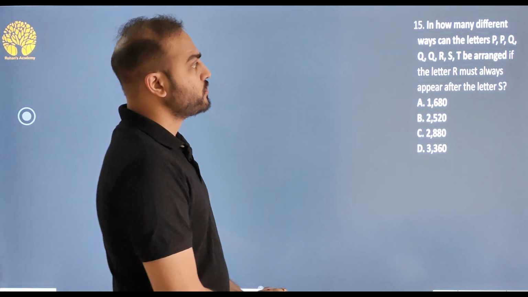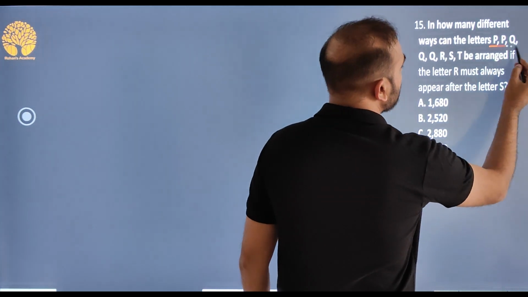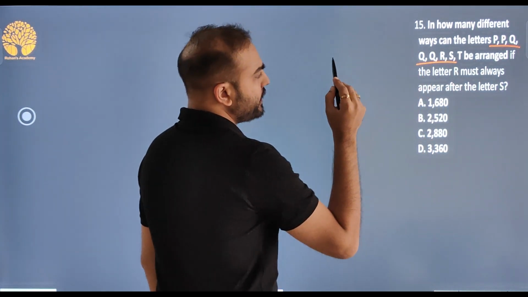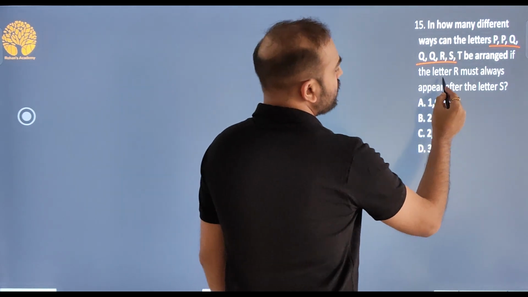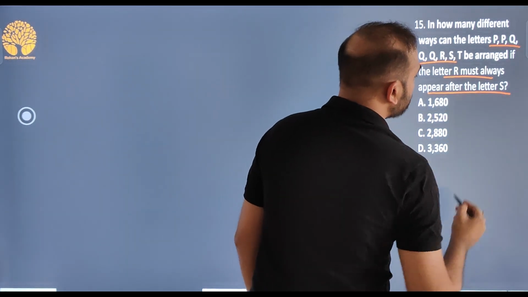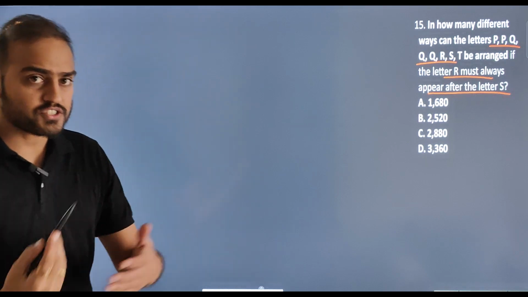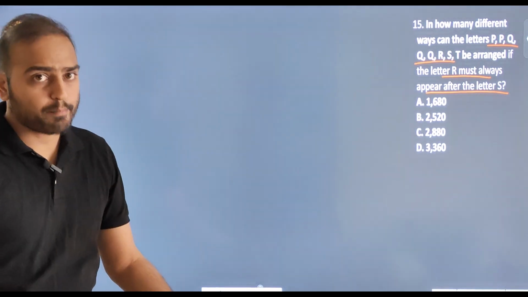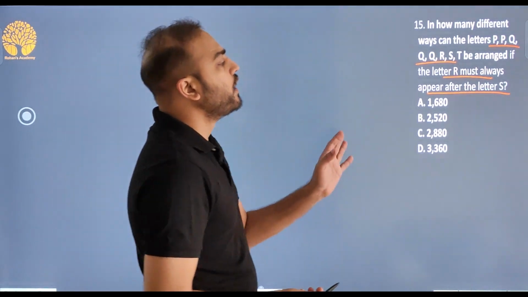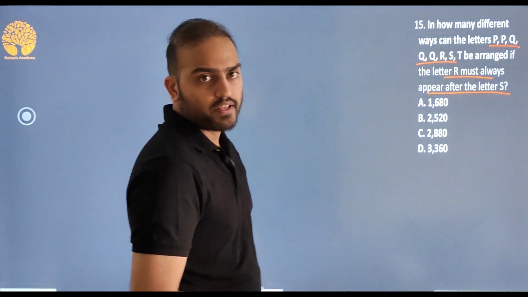Alright guys, moving to the next question. We have again 7 letters. The letter R must always appear after the letter S. So we have a constraint here. Redundancy is happening clearly. We want letter R to happen after letter S.